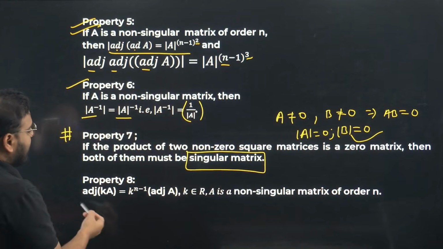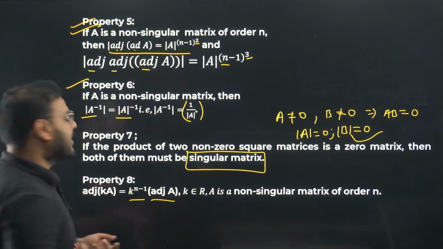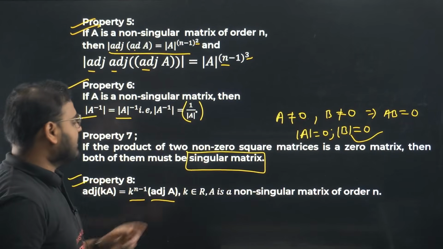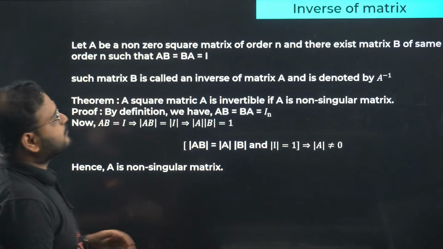Property number 8: adjoint of K A is nothing but K power n minus 1 times adjoint of A. K power n minus 1 adjoint of A, where A is a non-singular matrix of order n, of course. Next we have inverse of matrix.